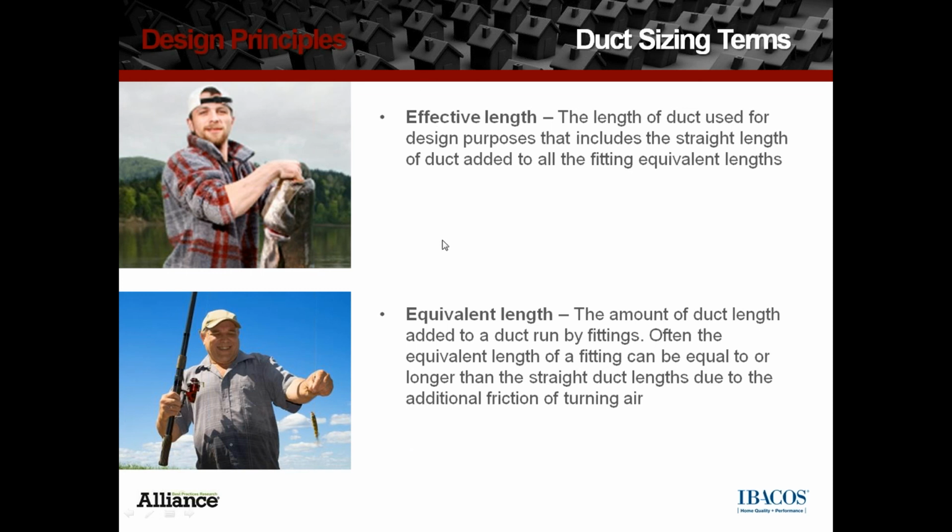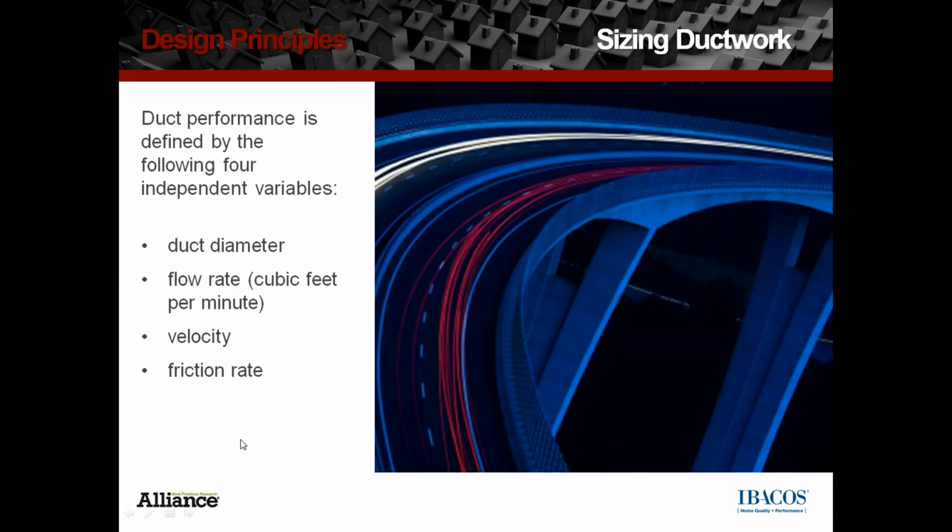Effective length and equivalent length. Equivalent length is speaking to the fittings. That's that 90-degree elbow that was actually 35 feet as the air saw it. Effective length is when you've combined all those fittings with your straight duct. So these are the 4 variables: duct diameter, flow rate, velocity, and friction rate, that all have to be balanced against each other as you select your ductwork for the layout that you need to get the air to the room.